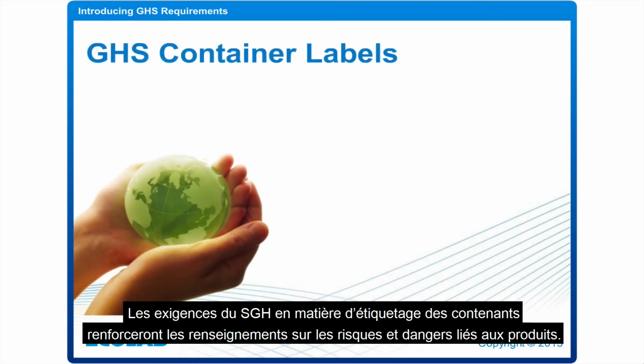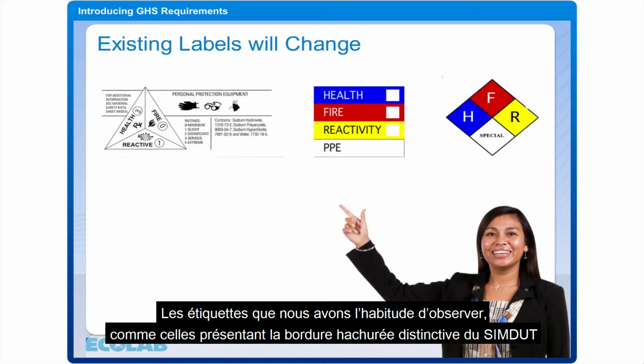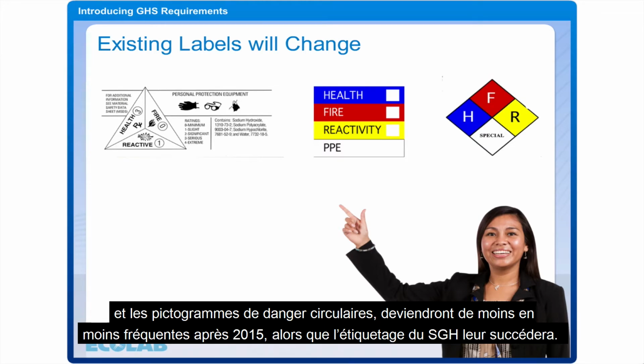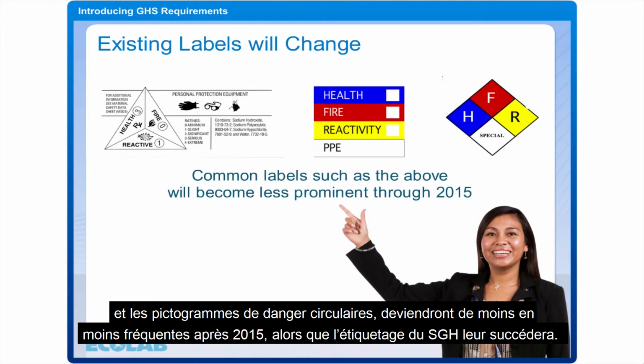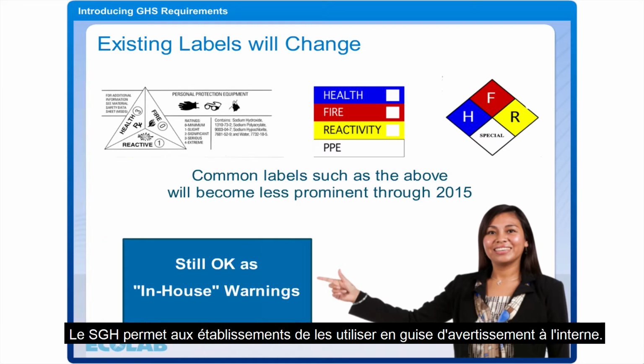GHS container label requirements will provide more robust information about the product's hazards. The labels that we are used to seeing, such as the NFPA or Diamond, and the HMIS, plus others, will become less common through 2015 as GHS labeling takes over. Note, you may continue to see these labels. GHS allows facilities to continue using these as in-house warnings.